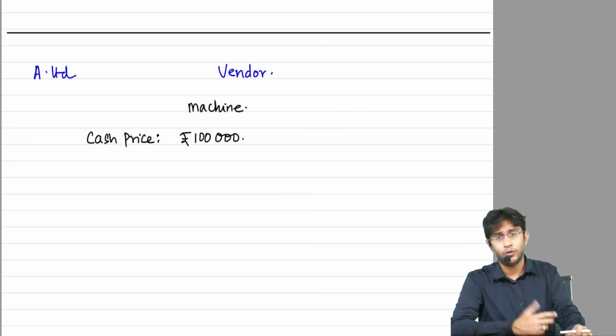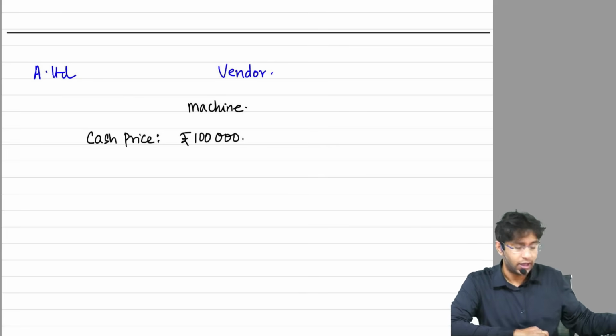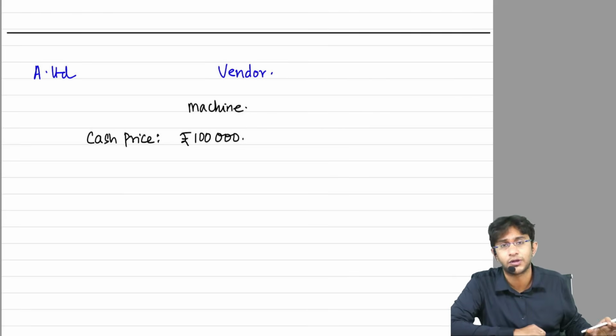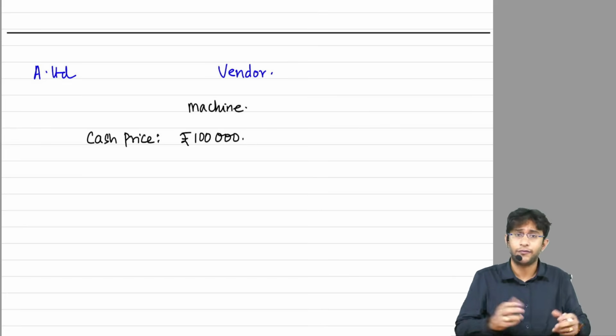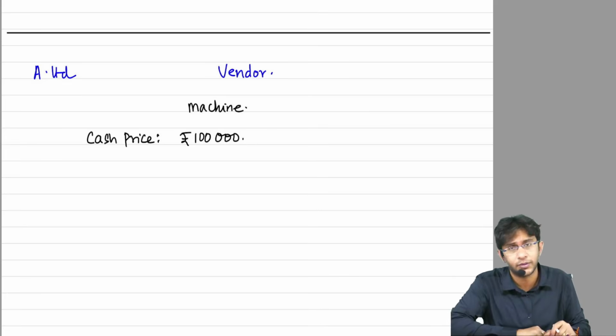Vendor says, fine, you look like a very innocent guy. I'll give you a credit of 3 months. Go. Sir, after 3 months, how much I have to pay? No, you don't have to pay anything extra. After 3 months also, you still have to pay only 1 lakh. So enjoy the credit period of 3 months. That's what vendor is giving me.